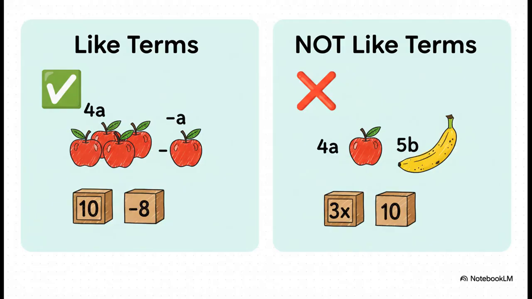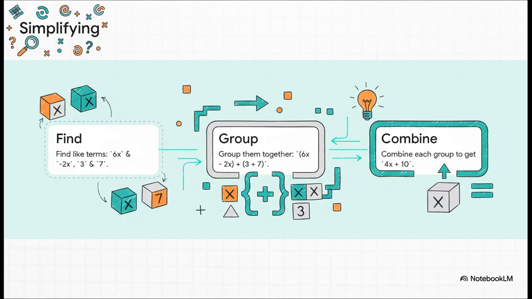Let's look at a few examples to make this crystal clear. 4a and negative a? Yes, they're like terms because they both have the letter a. What about 10 and negative 8? Yep, those are like terms too. They're both constants. Now look at the other side. 4a and 5b are not like terms. One has an a, one has a b. Different families. And 3x and 10 are not like terms. One has an x and the other is just a number. No match.